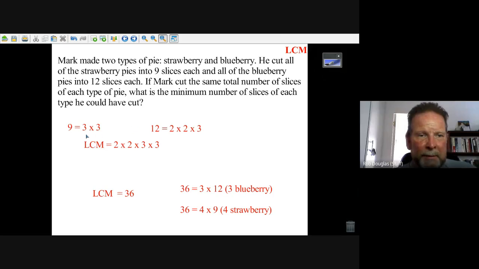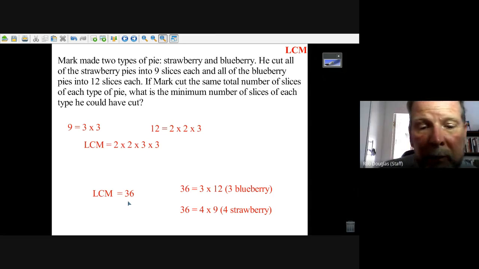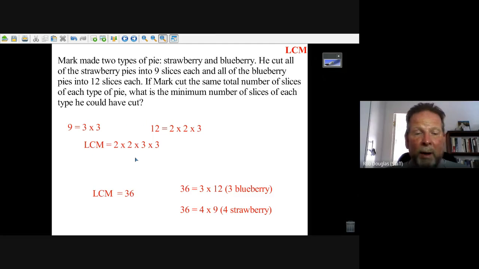Well, let's look at these numbers. Here's 9 slices, 3 times 3. Here's 12, which is 2 times 2 times 3. I break them down into their prime numbers. Now, the least common multiple is the smallest number that 9 and 12 will go into. You write down every factor, 2's and 3's. Those are the only factors that are there. But the biggest exponent that you can find, well, there's a 2 times 2 there. There's a 3 times 3 there. 2 times 2 times 3 times 3. That's 4 times 9. The least common multiple is 36. Well, that's the smallest number that 9 and 12 go into.